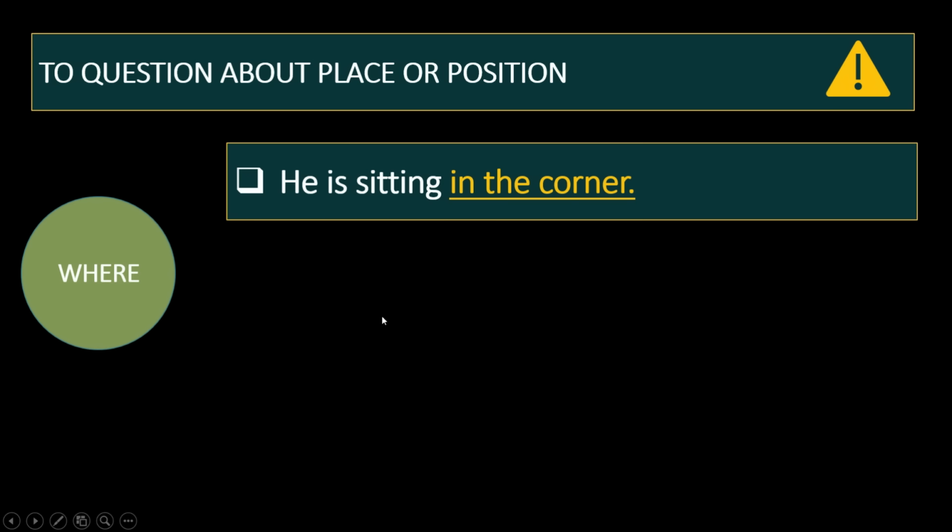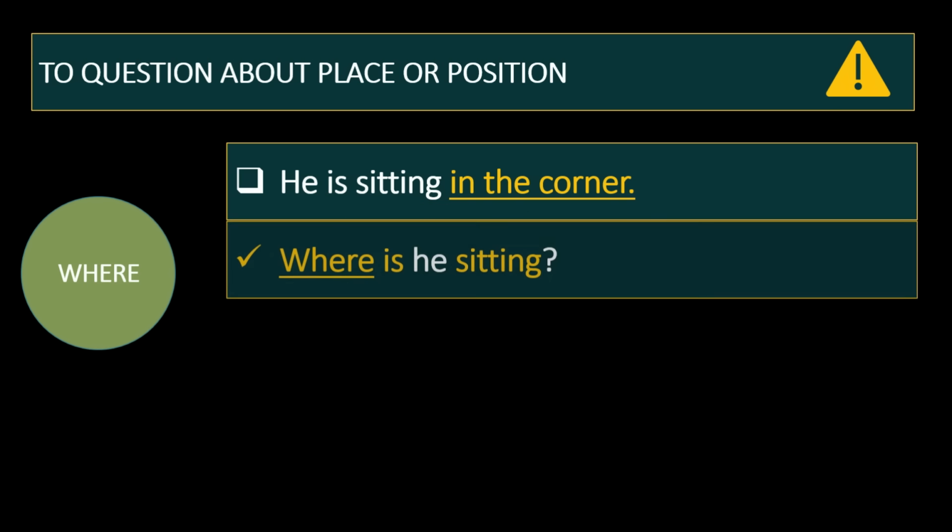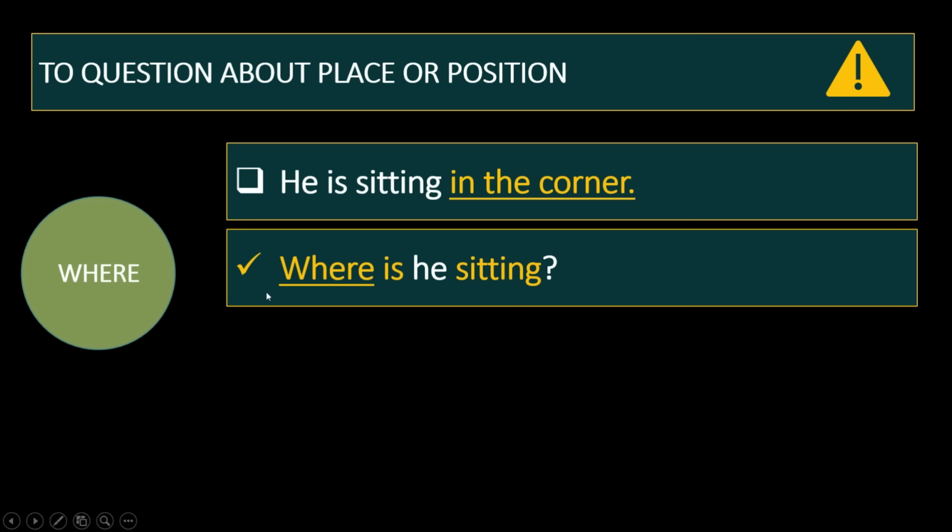Here it can be taken as position. And how can we ask a question? Since we have a helping verb here, bring that helping verb to the beginning. Use where. Where is he sitting? Simple. We used where at the beginning and now we have brought is to the beginning and we used he after that. Where is he sitting?